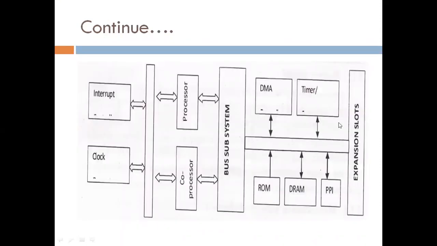Here you can see the diagram of motherboard. It's called the functional diagram of motherboard. The components are interrupt, clock, processor, coprocessor, bus subsystem, DMA, DMA means direct memory access, then timer, ROM, dynamic RAM, and PPI. Okay.